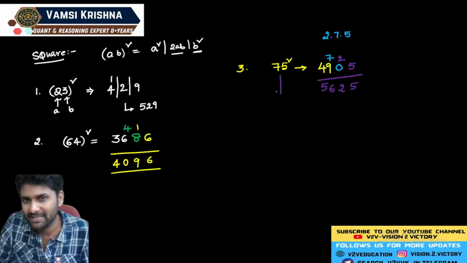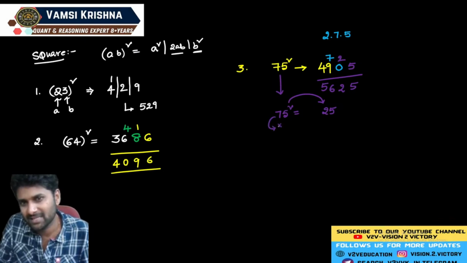Otherwise, guys, we already discussed this logic in the last class. 75 square means, if the units place is 5, the last two digits are always 25. So what about the next number after 7? The next number after 7 is 8, 7 eights are 56. You can use this approach, guys.